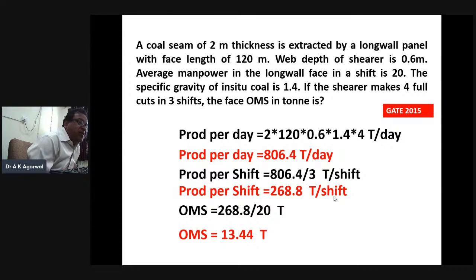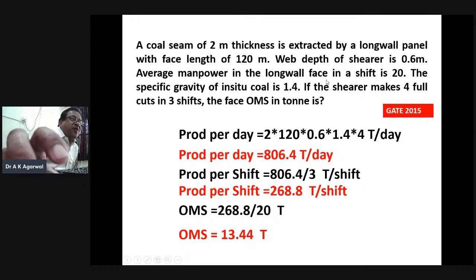This is equal to 13.4. So each and every worker working underground at the longwall face is producing about 13.44 tons. So here, what you can do is, you are getting 806.4 tons per day.